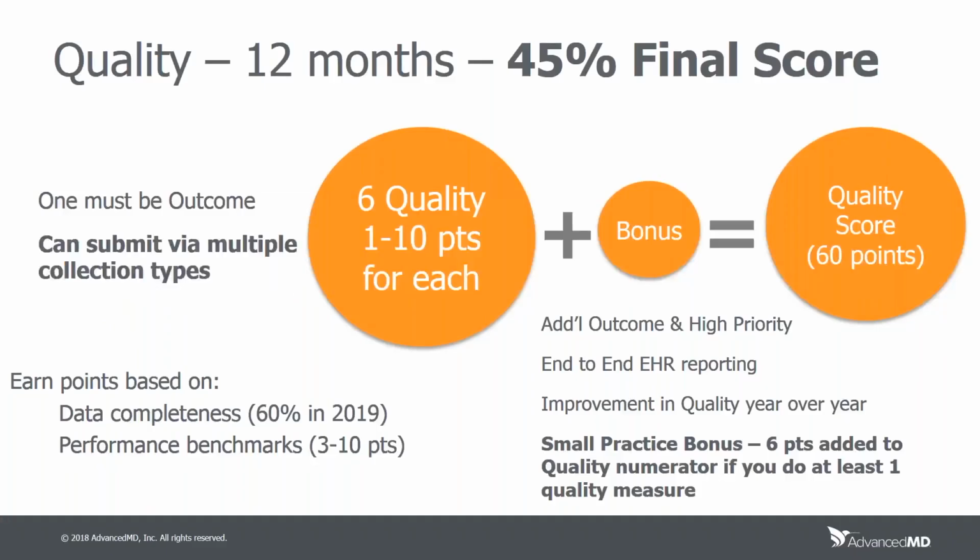So some details here. For those of you who have participated before, it looks very familiar. It looks very similar. There's just a few changes. One of the changes is that it's 45% of your final score instead of 50% of your final score. The other big change that I'm really excited about is this one right here. So because there's people who haven't done this before, for quality, you are to choose at least 6 quality measures.